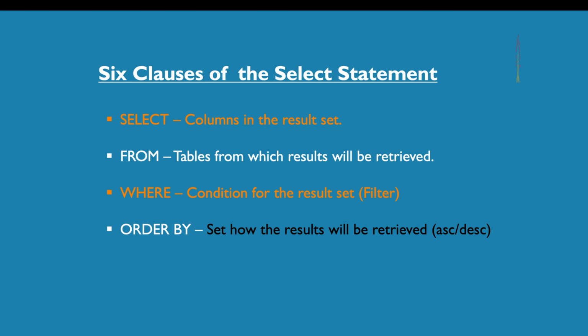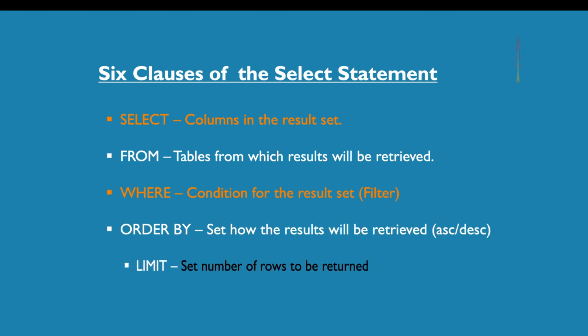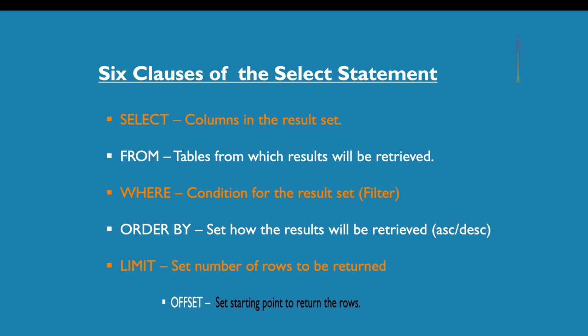Then limit. If I have 100 records and I want to fetch only the top 5 records, we can use limit. Then there is offset, which is basically used for pagination. So I'm going to skip the first 10 records and fetch the next 5 records. So let's get started.